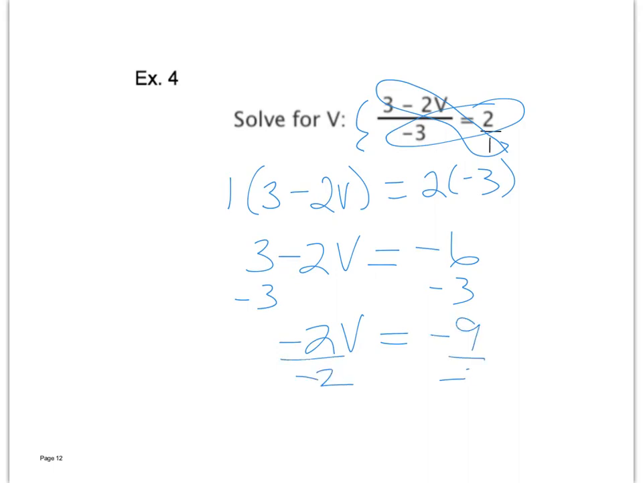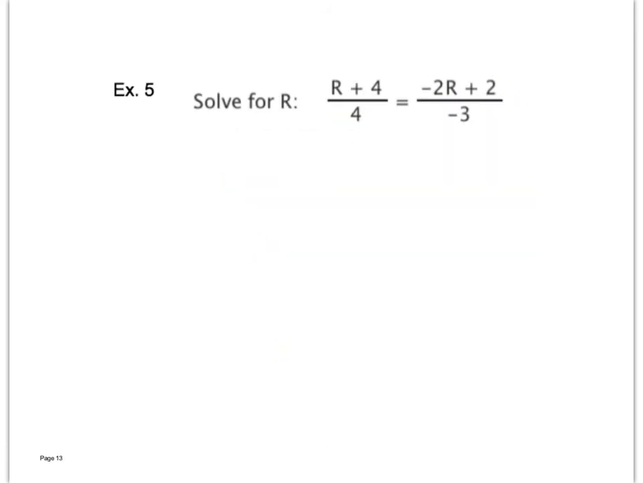Divide by negative 2. Now this one you do have to reduce. Remember, a negative divided by a negative reduces to a positive. If you want to change it to 4.5, you can. I see that it's 4.5, but 9 over 2, you have to make it positive. You have to make it positive, otherwise it's not reduced.